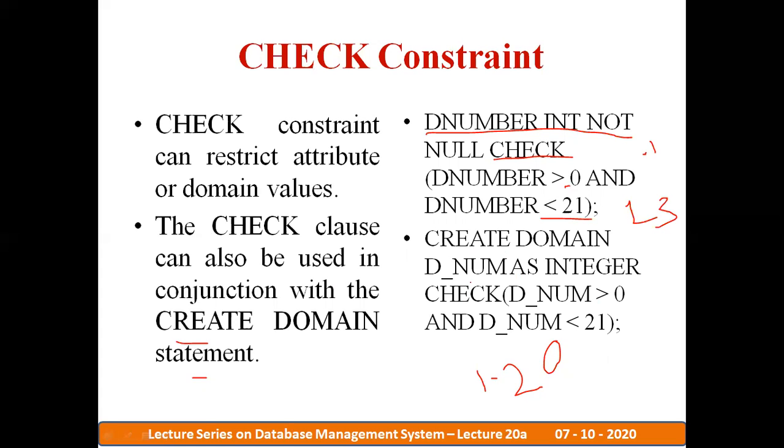You can also see here CREATE DOMAIN D_NUM AS INTEGER CHECK. Here in this case, we are specifying it in the CREATE DOMAIN itself. So the domain of possible values for the D number is 1 to 20.